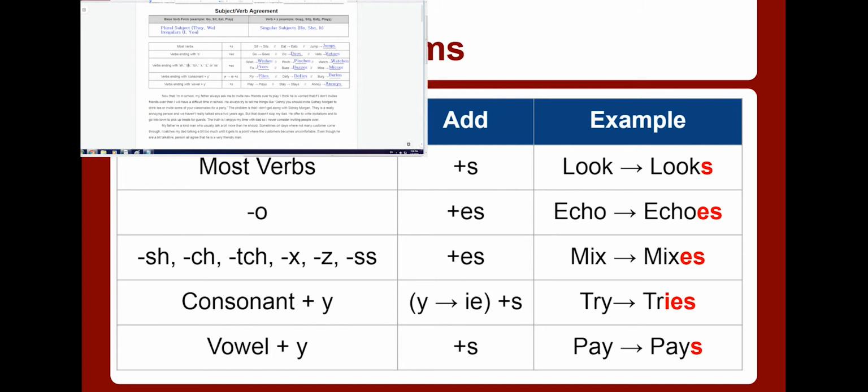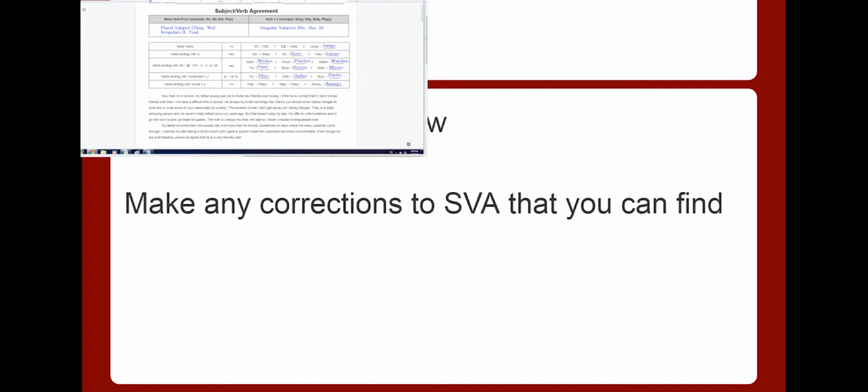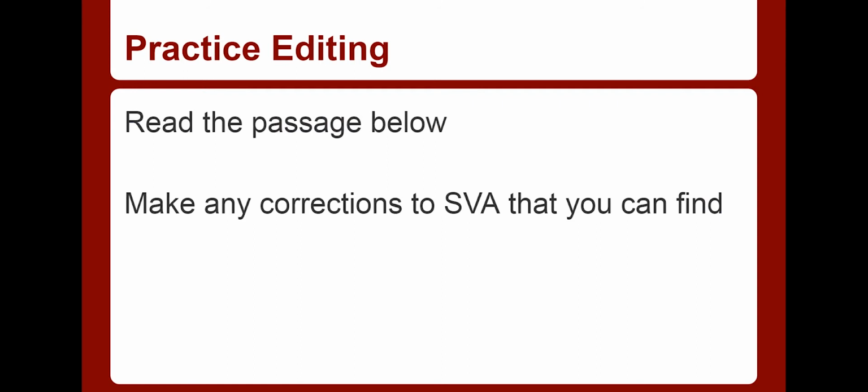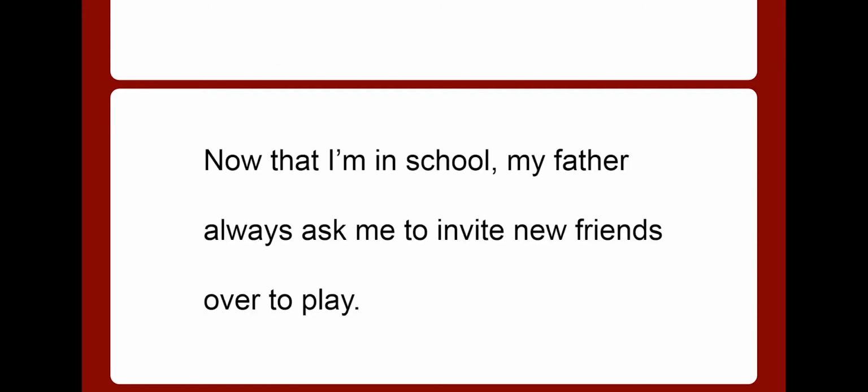And moving on. For the paragraph below, let's go over the subject-verb agreement mistakes to find them all. The first sentence is, "Now that I'm in school, my father always ask me to invite new friends over to play." So of course my father is a singular subject, so that verb ask needs to have an S. Asks is what we'll put in.